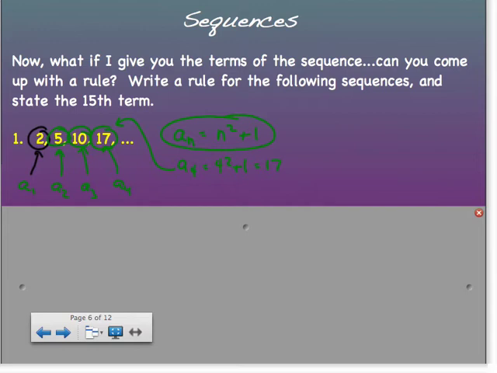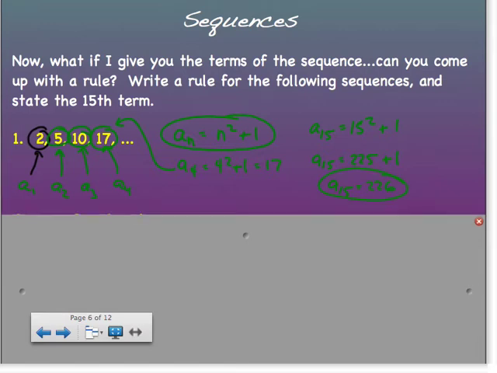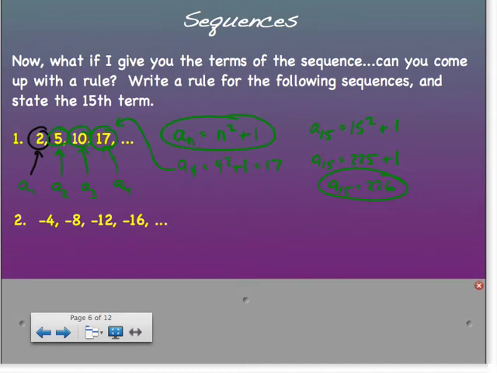But now the problem asks me to write out the 15th term. Well, that means a sub 15 should be 15 squared plus 1. And we should know that 15 squared is 225, so 225 plus 1. So a sub 15 should give me 226. Okay. Go ahead and try and do this one. I'll give you a few seconds. Try and do number 2.